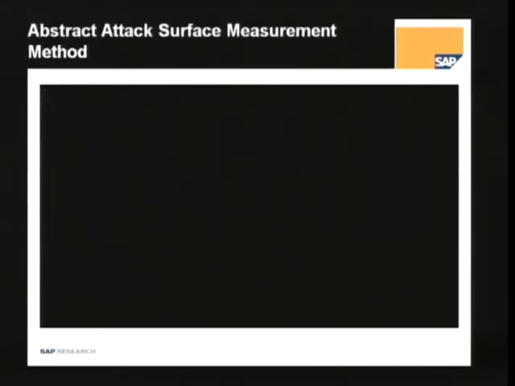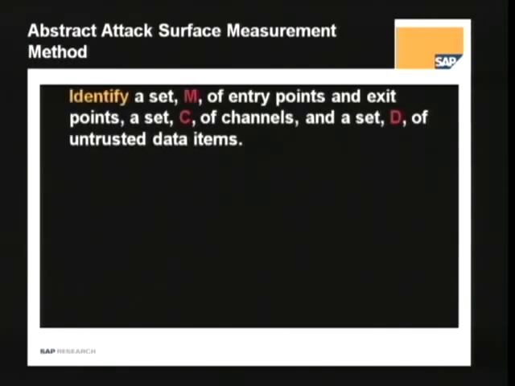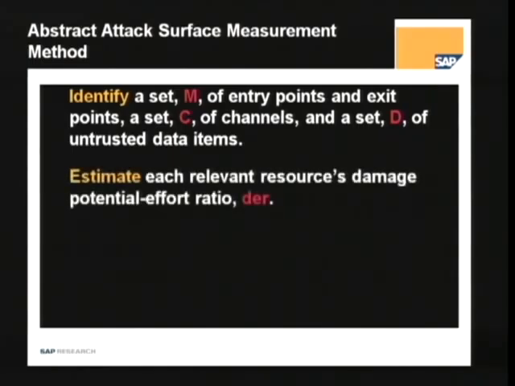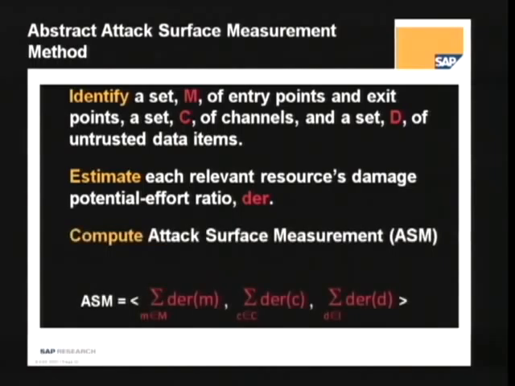Okay, so let me now introduce the abstract attack surface measurement method. What we do is we first identify the set of methods, entry, exit points, channels, and untrusted data items. So M, C, and D representing these things respectively. And we estimate each relevant source's damage potential effort ratio, and then compute the attack surface measurement.